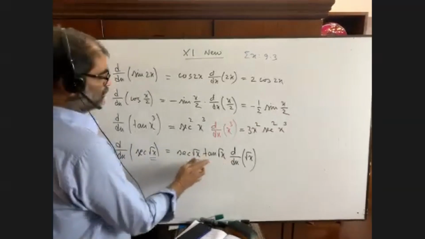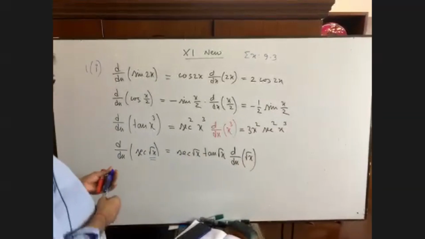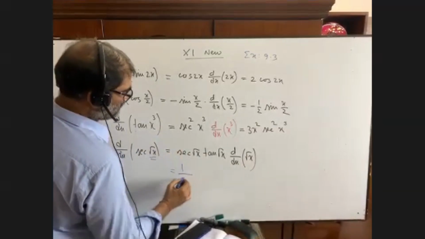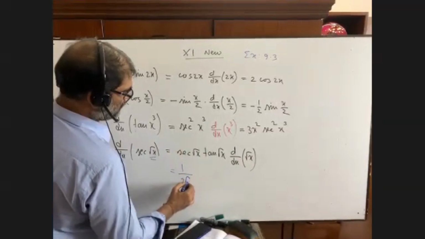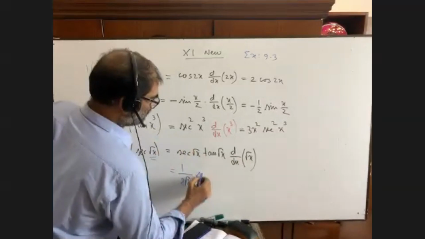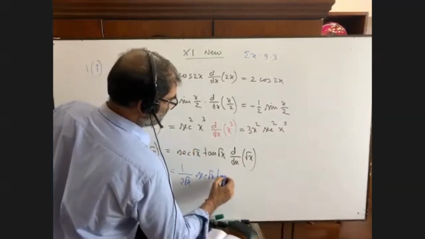And I told you too many times that we know root x equals to what? Let me know. Root x equals to x to the power half. So the derivative is 1 by 2 root x. 1 by 2 root over x, right? Into sec root x into tan root x.